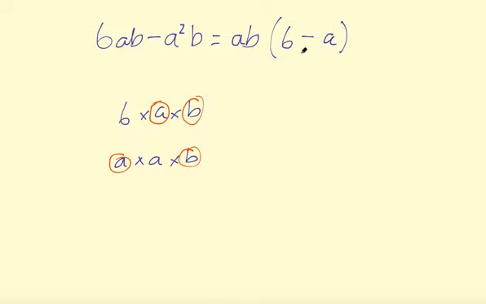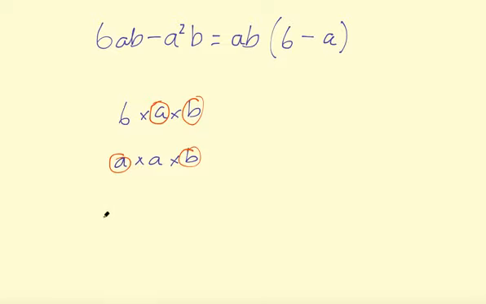Okay, and then you can always double check. You can expand it back out to make sure you get the same thing. So 6 times AB is 6AB, and then AB times A is A squared B. So you should end up with what you started with. That's a way to double check that you got the right answer.